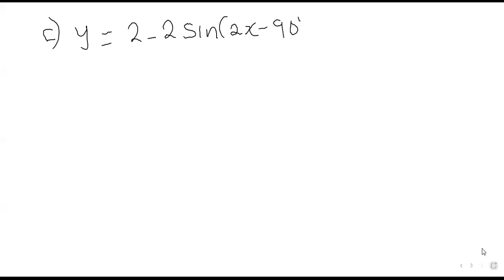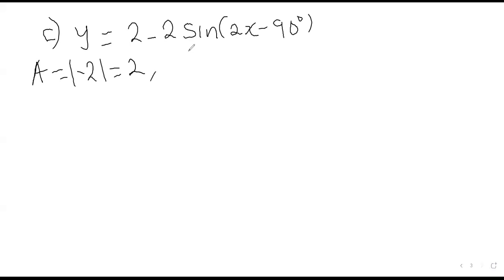So we move to the second one. The second equation now, we need to shift our graph. So we have C, which is y equals 2 minus 2 sine of 2x minus 90 degrees. So this graph here, the procedure is the same. Let's find our A, which is amplitude. So our amplitude here is equal to the modulus of this coefficient of sine, which is negative 2. Say this is equal to 2.